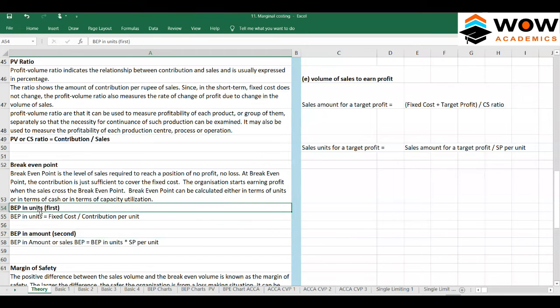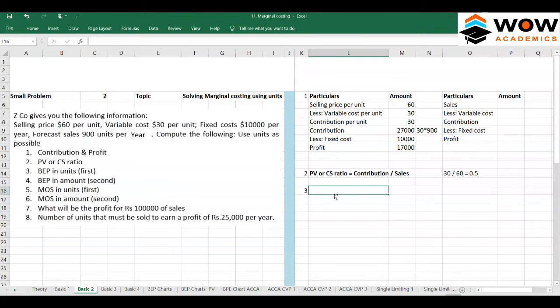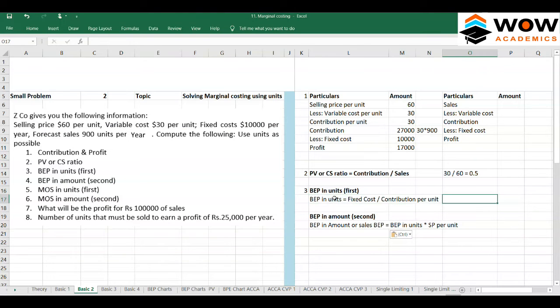BEP in units tells you in which unit you are going to break even. BEP in amount will tell you in which sales amount you will break even. So essentially they are similar. We'll take both of these formulas. As we have seen the idea, we'll apply. The formula is very simple. Get the fixed cost. Fixed cost is 10,000 divided by contribution per unit.